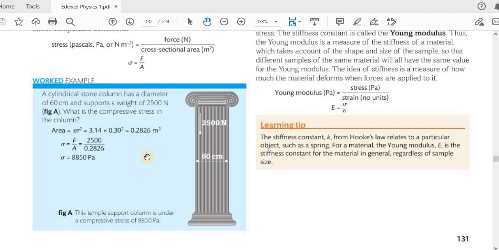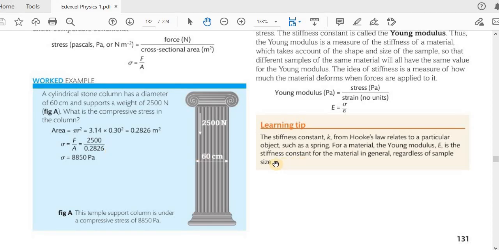Now since it's cylindrical, the area of cross section will be the area of a circle, and the area of a circle is pi r squared. So pi into r, where r is the radius, which is half of this. This is then 30 centimeters, but we have to convert it to meters so that we get the answer in SI units. Then you can see that is what we get. So now we can use the equation. Stress, in SI unit pascals, is equal to force over cross-sectional area. The force is 2500, divided by the area.